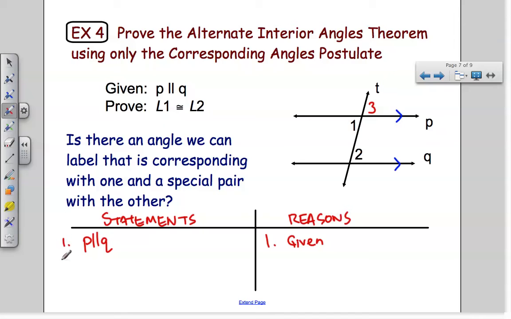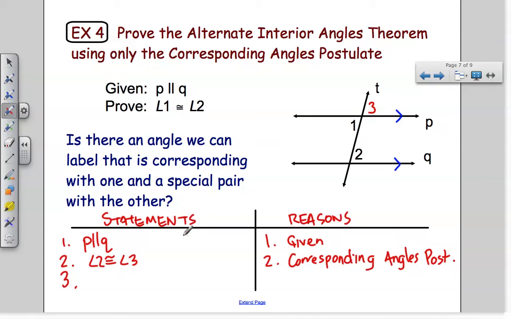Where are my corresponding angles so that I can say corresponding angles are congruent? The corresponding angles in this case are 2 and 3. Same shape off of those parallel lines. Since P and Q are parallel, I know angle 2 is congruent to angle 3. Why? Because again, they are corresponding angles, and this is corresponding angles postulate. I'll abbreviate postulate.